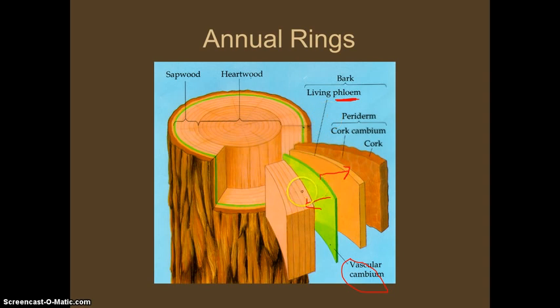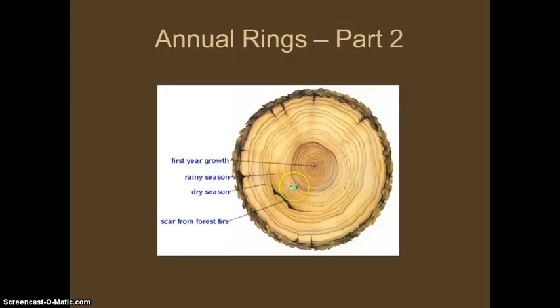Located to the inside of the vascular cambium is where you see the xylem. Okay, and we're going to talk about the xylem here in a second, because the xylem was what's responsible for the annual rings, and it's basically how you can tell how old a tree is. Depending on how far of a distance there are between the rings, you can tell if we had a rainy season, or if they're real close together, a dry season.